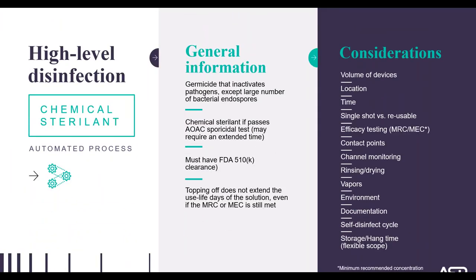Anytime we can automate the process, decision-making or subjectivity gets removed. The same general information applies to automated processes as it does to manual processes. Some of the considerations are the volume of scopes that need to be processed. Is there a location that can be dedicated to this task? Do you want a single-shot high-level disinfectant where you're getting a fresh solution each time? Or are you okay with a reusable that expires with time or efficacy? And I've seen the time be as short as 5 days to as long as 40 days.